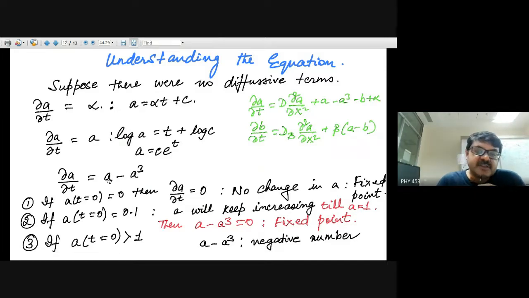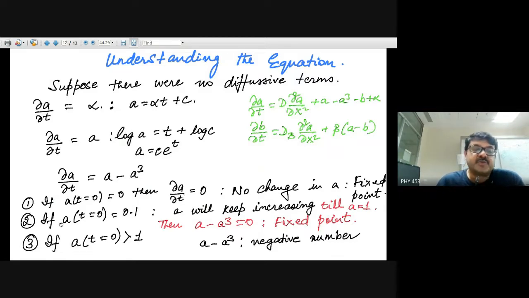Now, if a was equal to 0, say, then del A del t equal to 0. So, a is not going to change as a function of time. So del A del T is equal to 0, no change, and it's called a fixed point, because if the concentration of A at a particular lattice site, or each lattice site, was 0, then it's not going to evolve, because A is going to remain 0, because del A del T equal to 0.